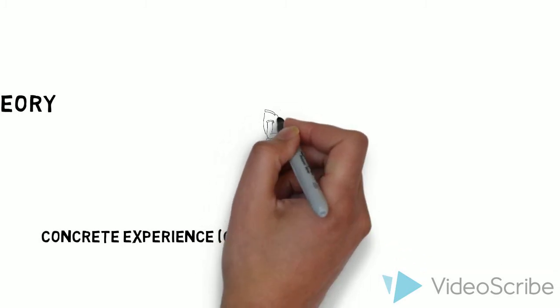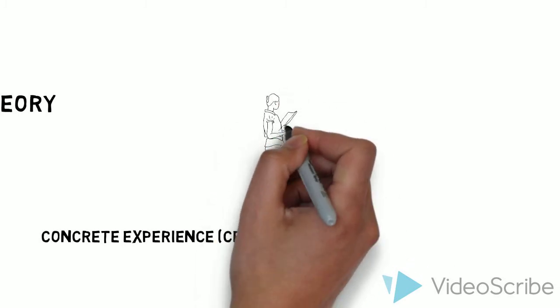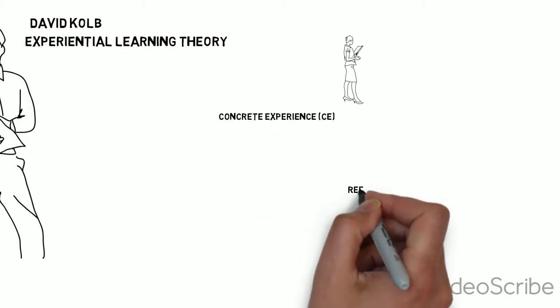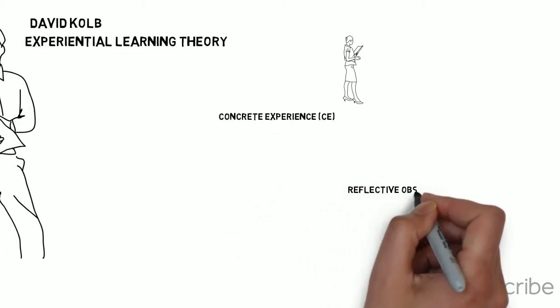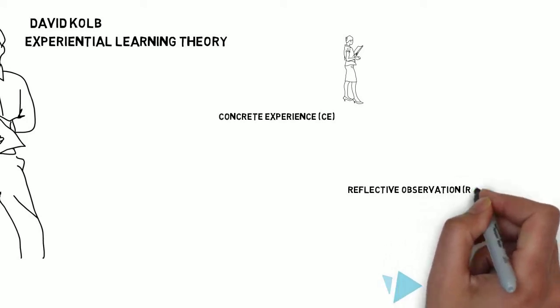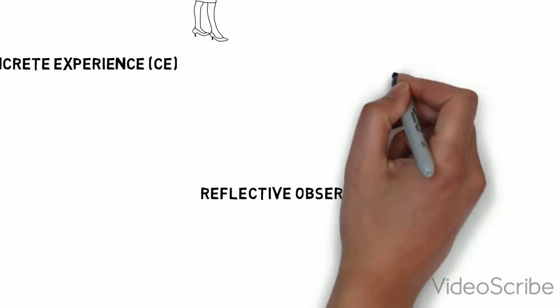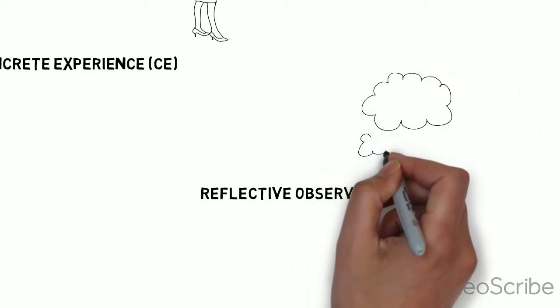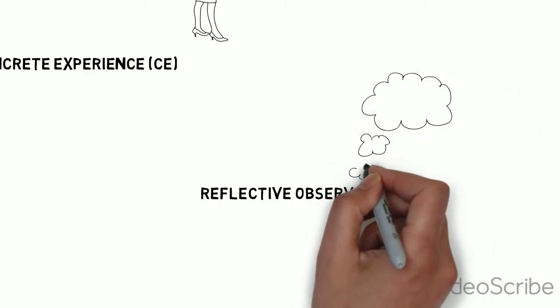Now, let's say that you are teaching a class, like I am now. That could be a concrete experience. The next stage is reflective observation. Now, you have taught the class and you're reflecting on how engaged the students were, what went well, what didn't go well, and maybe what you can do differently next time.